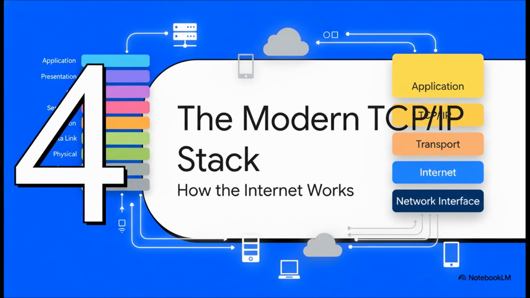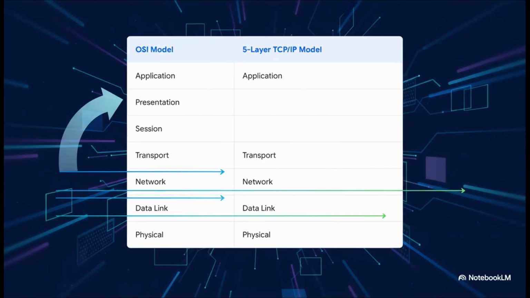TCP/IP model. As you can see here, the TCP/IP model we actually use is a lot more practical. It basically looks at the top 3 OSI layers, application, presentation, and session, and just squishes them together into one single application layer. It just recognizes that in the real world, the application you're using usually handles all that formatting and session stuff itself. The bottom 4 layers, though, they map over pretty much one-to-one.